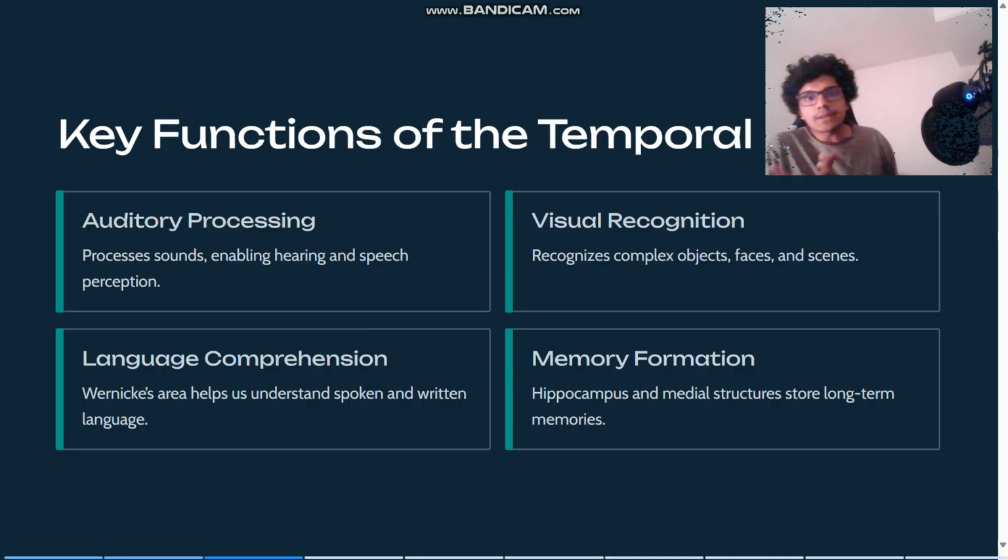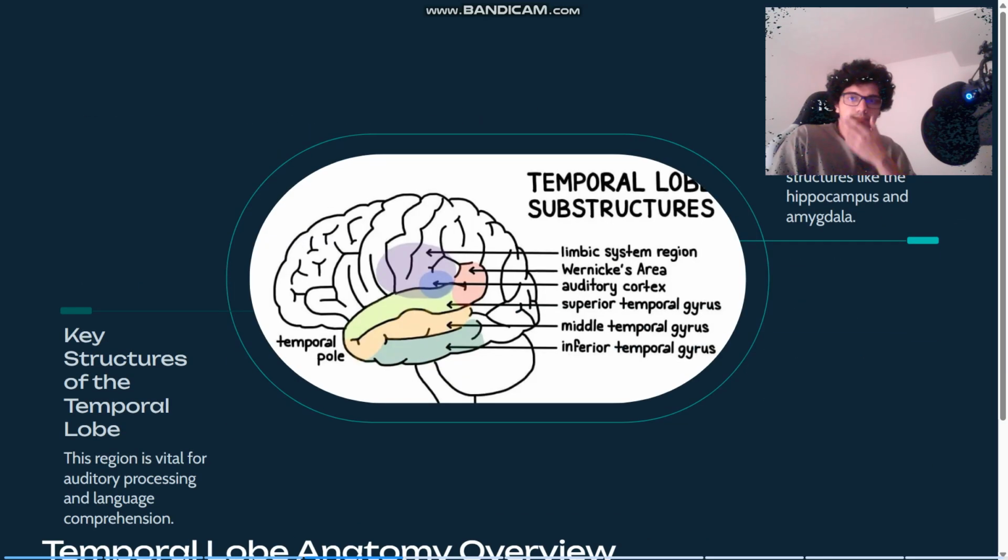So the key functions of the temporal lobe include auditory processing, such as processing sounds, enabling hearing and speech perception; language comprehension, which is Wernicke's area, which helps us understand spoken and written language; visual recognition, which helps us recognize complex objects like faces and scenes; and memory formation, where the substructures hippocampus and medial structures play a more prominent role, helping us store long-term memories.